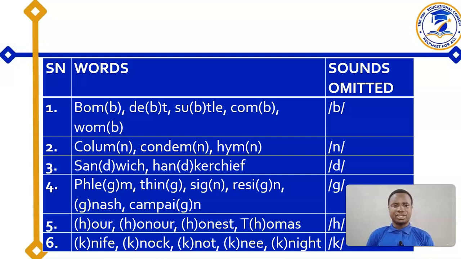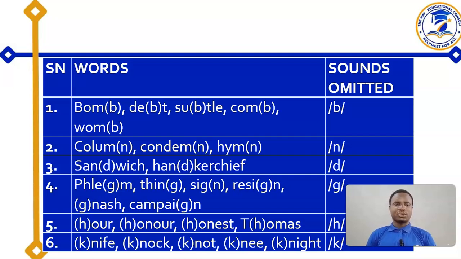Next one is sandwich. The D is silent. Handkerchief, the D is silent there. Then flame, the G is silent. Thing, the G is silent. Sign, resign, gnash, campaign. All those ones, you have the letters before them or after them only being realized as letter-to-sound correspondences, while that one is omitted.